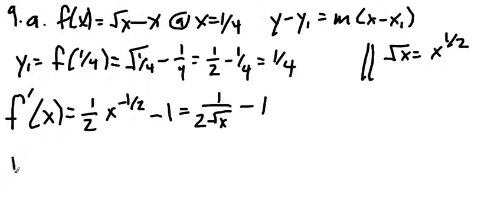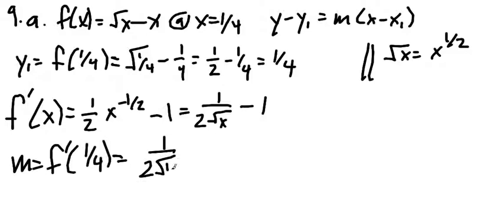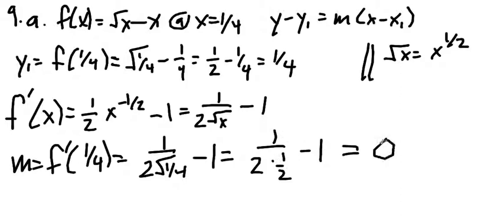Now, to get the slope, I plug 1/4 into the derivative. So I get 1/(2 times the square root of 1/4) minus 1, which is equal to 1/(2 times 1/2) minus 1. 2 times 1/2 is 1. 1/1 minus 1 is equal to 0.